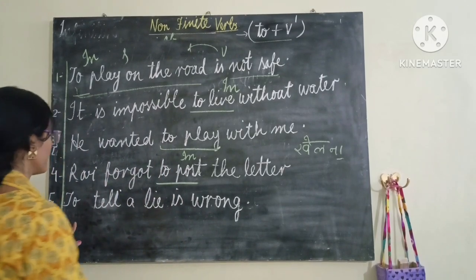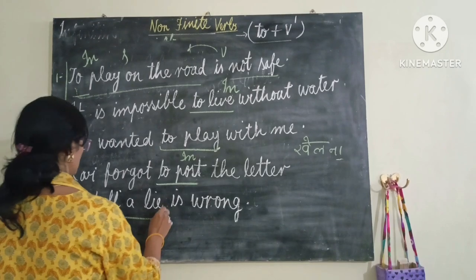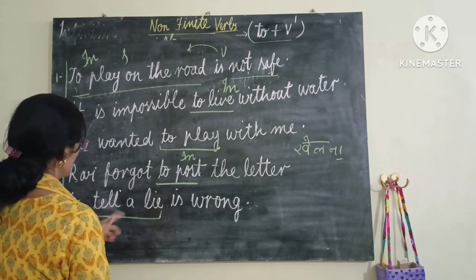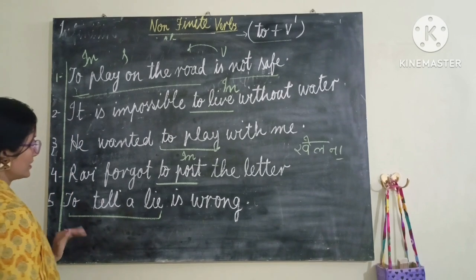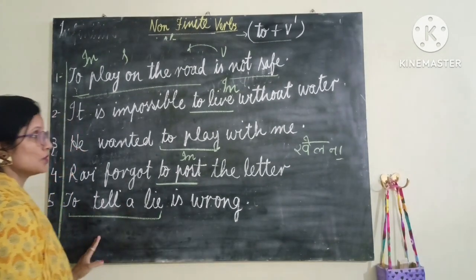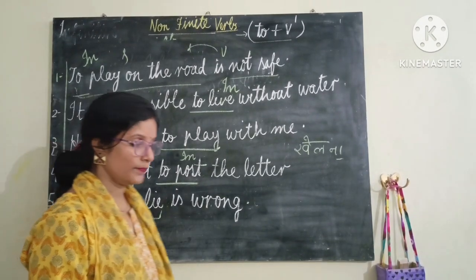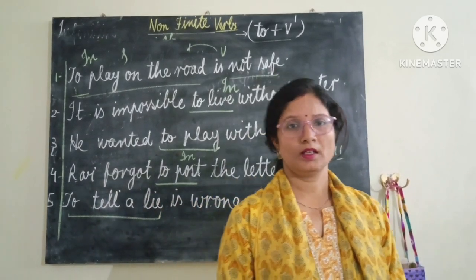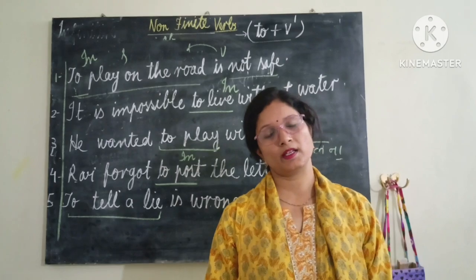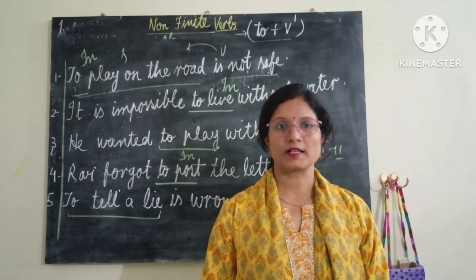To tell a lie is wrong. What is wrong? This is placed in place of subject. So what is wrong? झूठ बोलना. Here also बोलना. You can see the word is ending with "na". So this is a hint also. And I think it is clear to you. There is no confusion. And after this, in the next video, I will make the video of gerund and participle together.